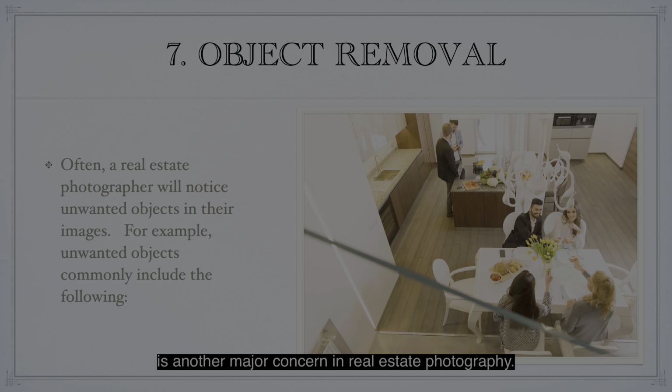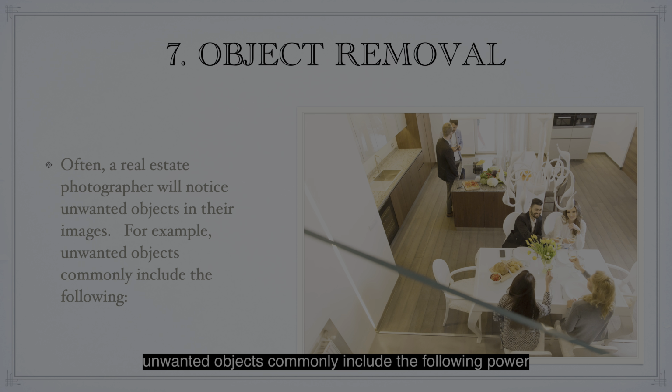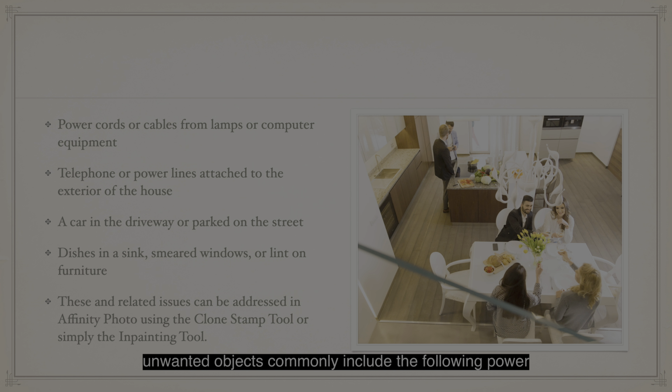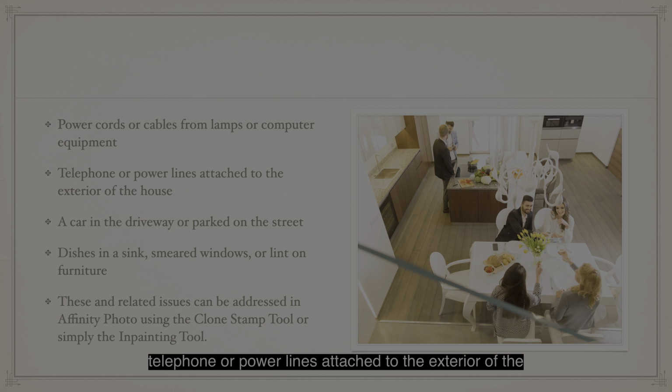Object removal is another major concern in real estate photography. Often a real estate photographer will notice unwanted objects in their images. For example, unwanted objects commonly include the following. Power cords or cables from lamps or computer equipment. Telephone or power lines attached to the exterior of the house.